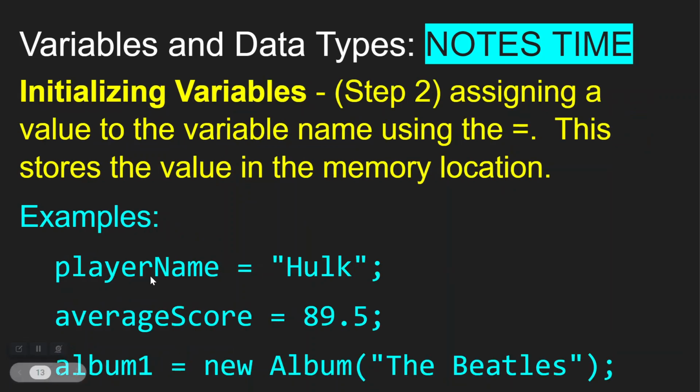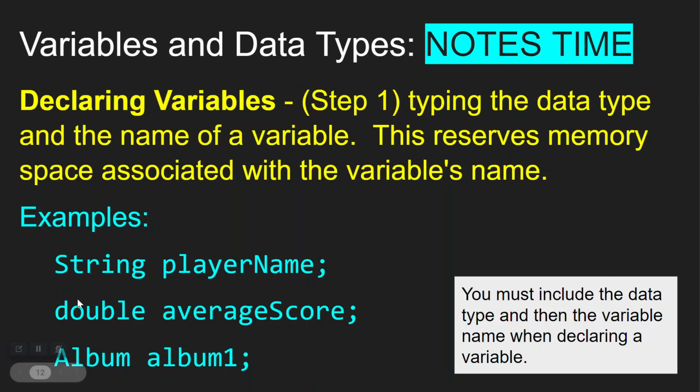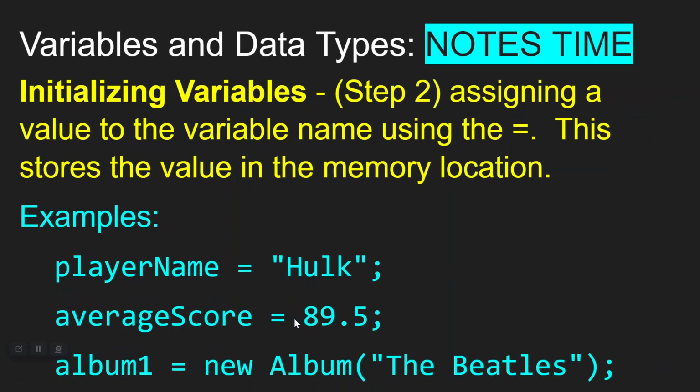If I now say playerName equals Hulk, I've used the equal sign to initialize the variable, which means this string literal Hulk is now being stored in that same location in memory that is associated with playerName. Before, we just said double averageScore, so that just opened up a little area in memory. Now we're saying averageScore equals 89.5, so this value of 89.5 is being stored in that memory location.